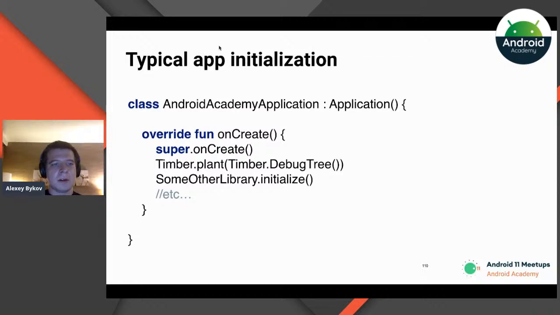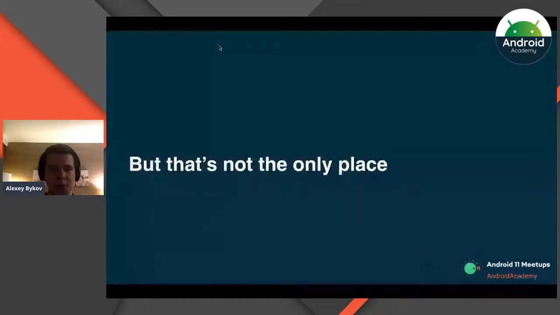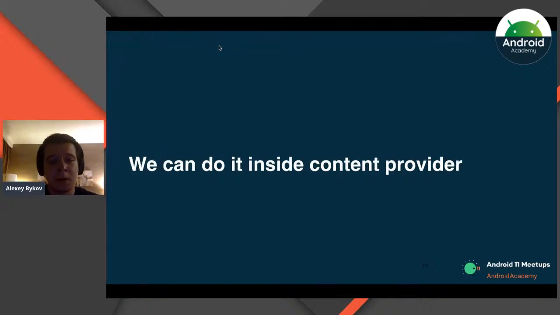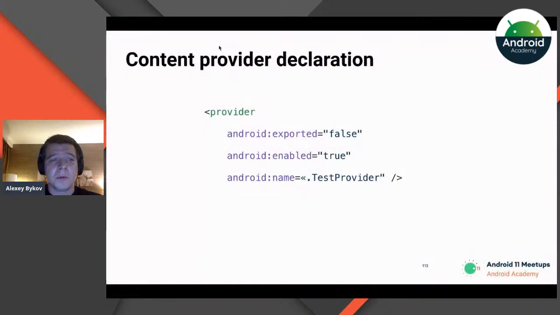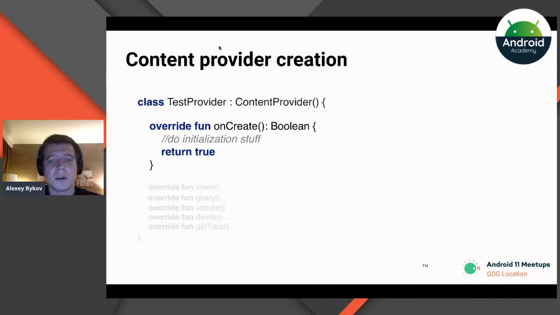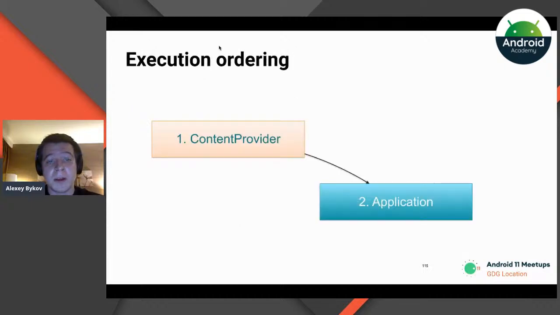So here is what a typical application initialization looks like. We have a custom application class with an overridden onCreate method here. But actually, that is not the only place where our libraries can be initialized. We also can do it inside a content provider. For example, if we declare our manifest file like this one with our test provider, we can do initialization stuff inside the onCreate method. And actually, content providers will be executed before application onCreate.